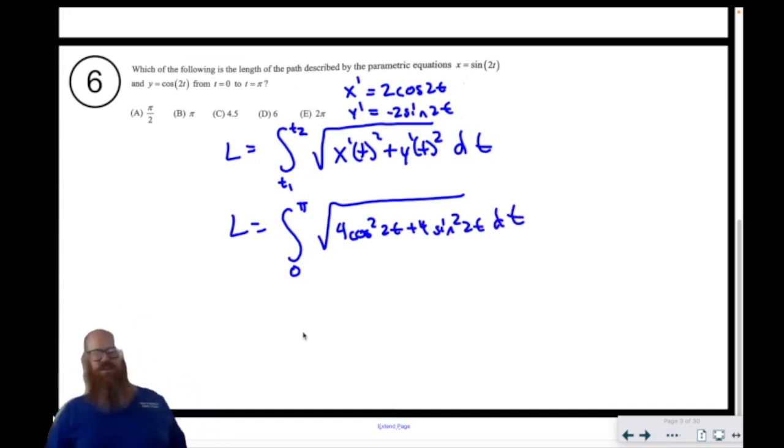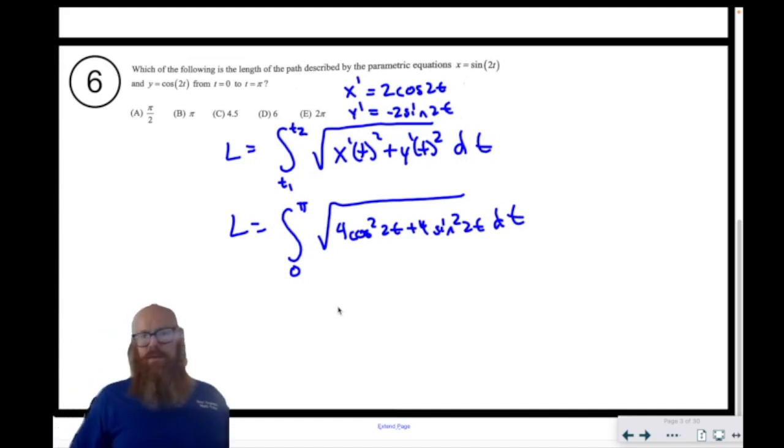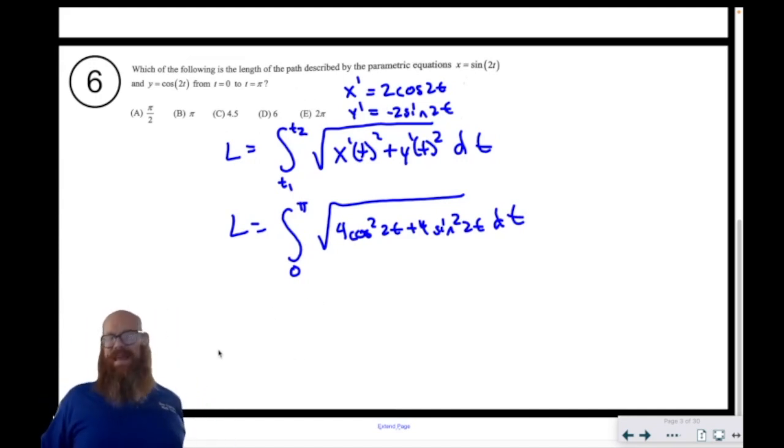So here's a little tip. A lot of these types of problems, arc length problems, are given on the calculator section because the integrals are usually way too difficult with this square root here. Except in these cases, because I can factor out a 4. So what I really end up with is L equals the integral from 0 to pi. If I factor the 4 out, I get cosine squared plus sine squared. Well, we should know that that's 1. So I only have a 4, and the square root of 4 is 2.